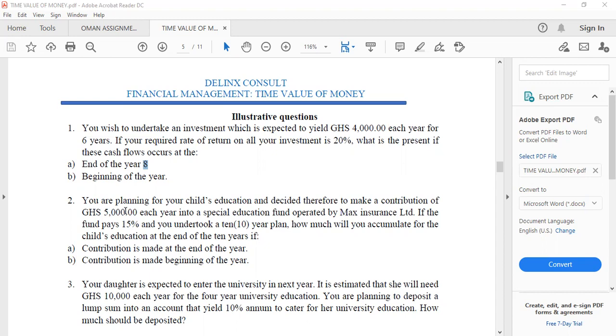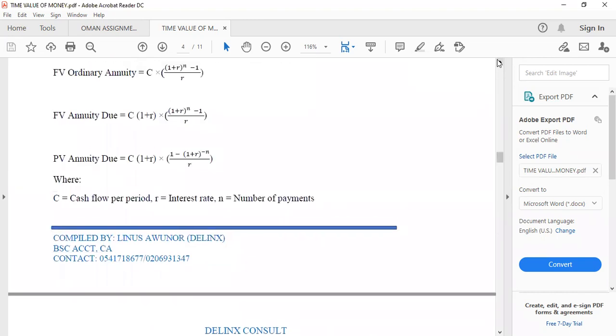Future value. So how do we calculate future value for ordinary annuity? Future value is calculated as what? C times bracket 1 plus R to the exponent n minus 1, divided by R. That is how we calculate the future value of ordinary annuity. If you are dealing with annuity due, we just increase the C, which is the 5,000, by the 1.15. I hope we can do it.